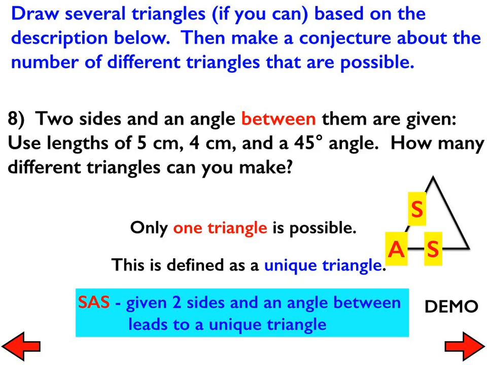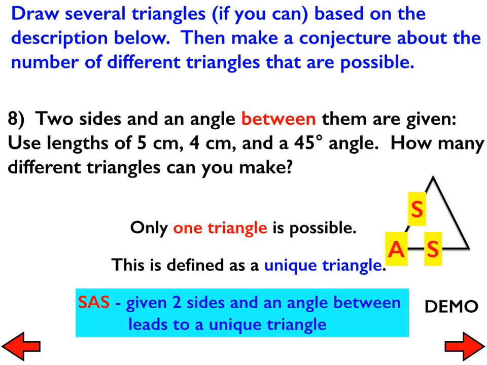Yesterday we ran into our first situation where we could create a unique triangle, and that was with side, side, side. So if I ask you to create a triangle with 3 sides, as long as it satisfied the triangle inequality, there's only one that you can make. The same thing is true with a side angle side situation. If I give you 2 sides and an angle in between them, there's only one unique triangle that you can create. So far, we have side, side, side, and side angle side.